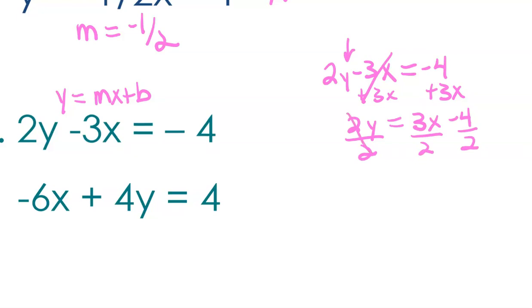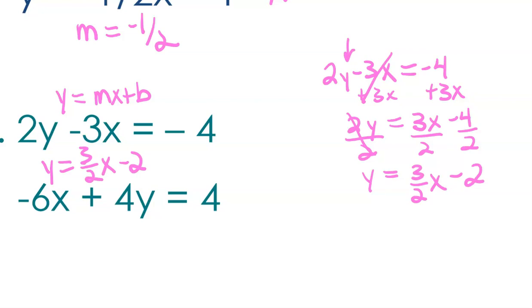So we're left with y is equal to 3 over 2x minus 4 divided by 2, or 2. So that's our first equation. Y is equal to 3/2 x minus 2. Let's take a look at the next one.